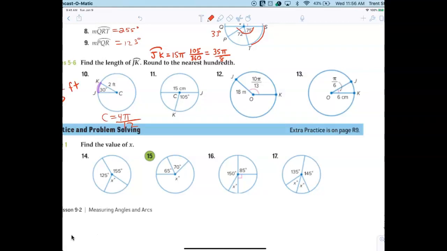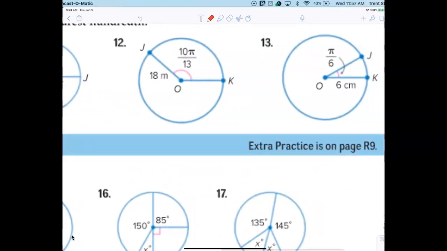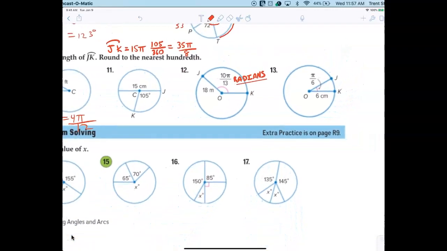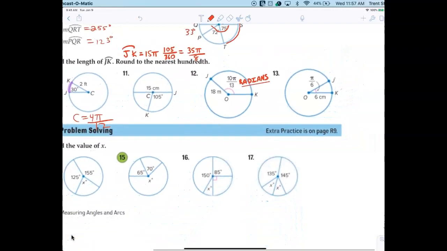Believe it or not, guys, for number 12, later on you will be discussing what's referred to as radians. There's a different way of measuring angles, and I am stunned. I didn't look at this. I'm not sure why they're telling you that angle measure is in radians. So we're not going to do 12 and 13.